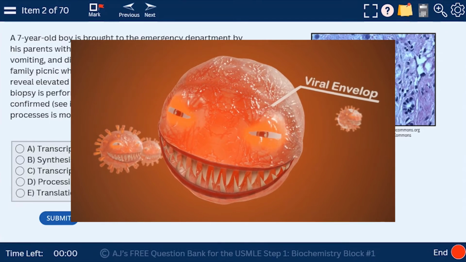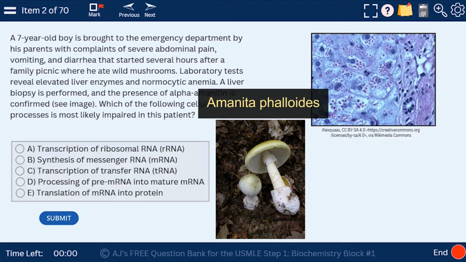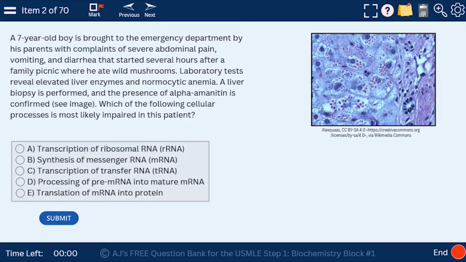Alright, question 2. Here we have a 7-year-old boy who has abdominal pain, vomiting, and diarrhea after going to a family picnic where he ate mushrooms. There's only one mushroom that shows up in biochemistry, and that's the alpha-amanitin mushroom. But let's read further. That's right, we see the presence of alpha-amanitin. In the biopsy, what was most likely impaired?